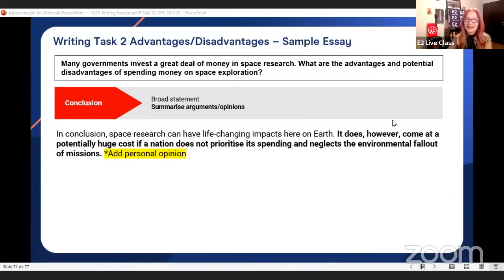There you go. It does, however, come at a potentially huge cost if a nation does not prioritize its spending and neglects the environmental fallout of missions. So kind of like connecting back, first, the positive, the life-changing as an advantage, and then the negative, the disadvantages. And look how, however, is inserted in the middle instead of the beginning. Because that would be kind of mechanical, okay?